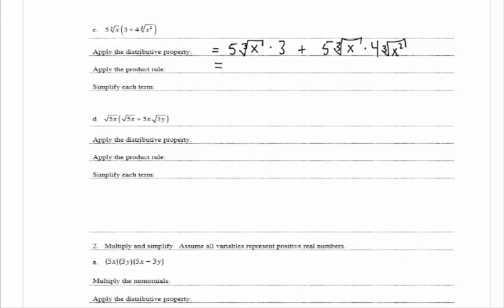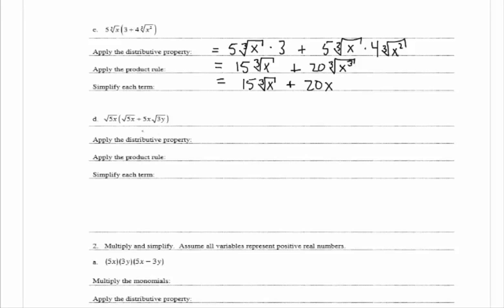So we have 5 times 3 is 15 times the cube root of x plus 5 times 4 is 20 times the cube root of x times the cube root of x squared, which is the cube root of x cubed. And now they want us to simplify each term. Now there's nothing in the first term that we can simplify. So 15 cube root of x comes down, plus we have 20. Now we have the cube root of x cubed, which is equal to x.